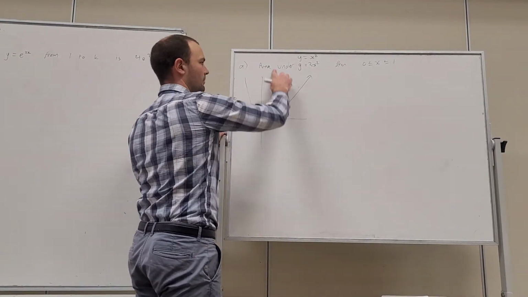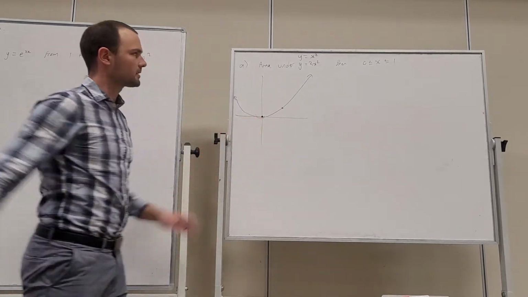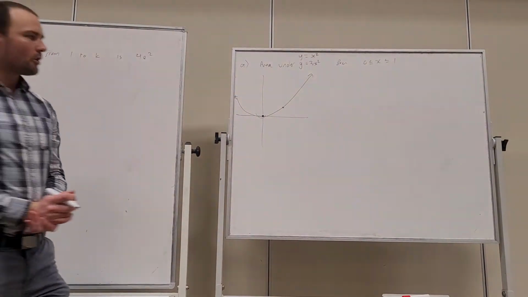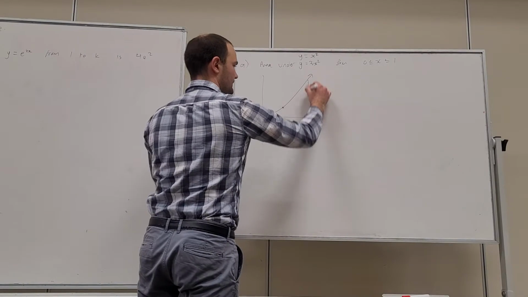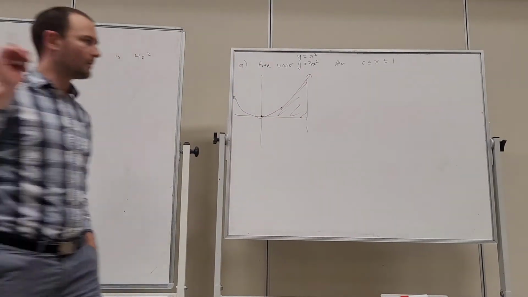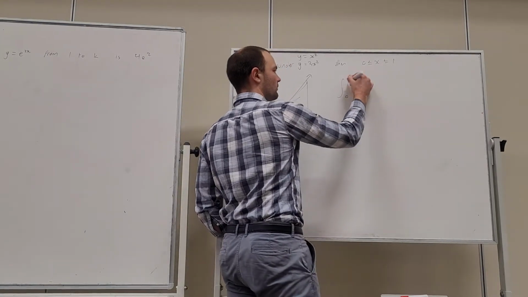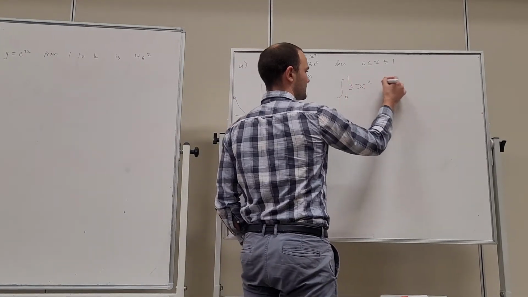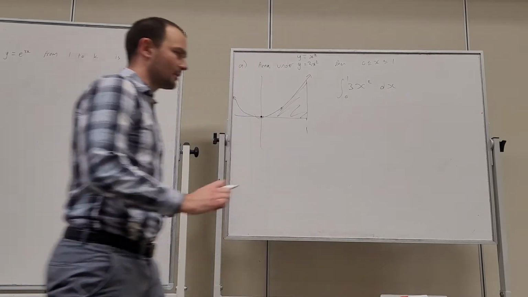It's going to have this kind of shape anyway. It wouldn't be like that, but we can change our view window so it has a shape like this. 3x squared from 0 to 1. Here's 1. It's saying what is this area? The integration techniques we've learned, we're familiar with. The integral from 0 to 1 of 3x squared with regards to x. That's how we're going to solve this problem.